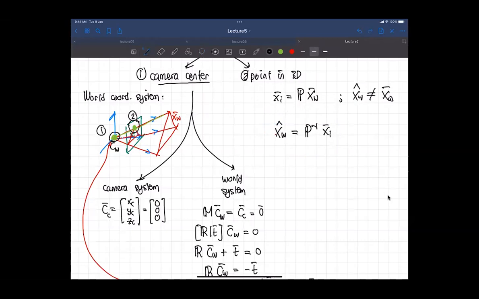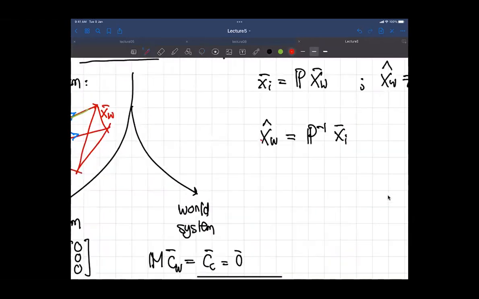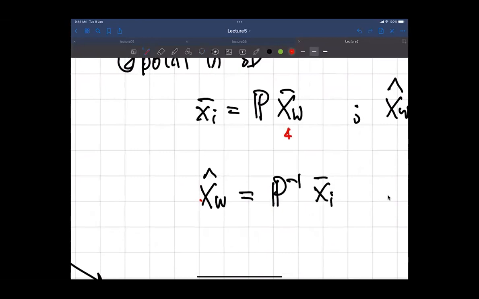What is the dimension of XW here? 4 by 1. And XI? 3 by 1. And P? 3 by 4. Now, because P is 3 by 4, can you do the inverse? No. Inverse means that you have to be square. It is not square, it is rectangular, so you cannot do the inverse. But we need to force it to be invertible. How can we force this? It is called pseudo inverse. So you force this using pseudo inverse.